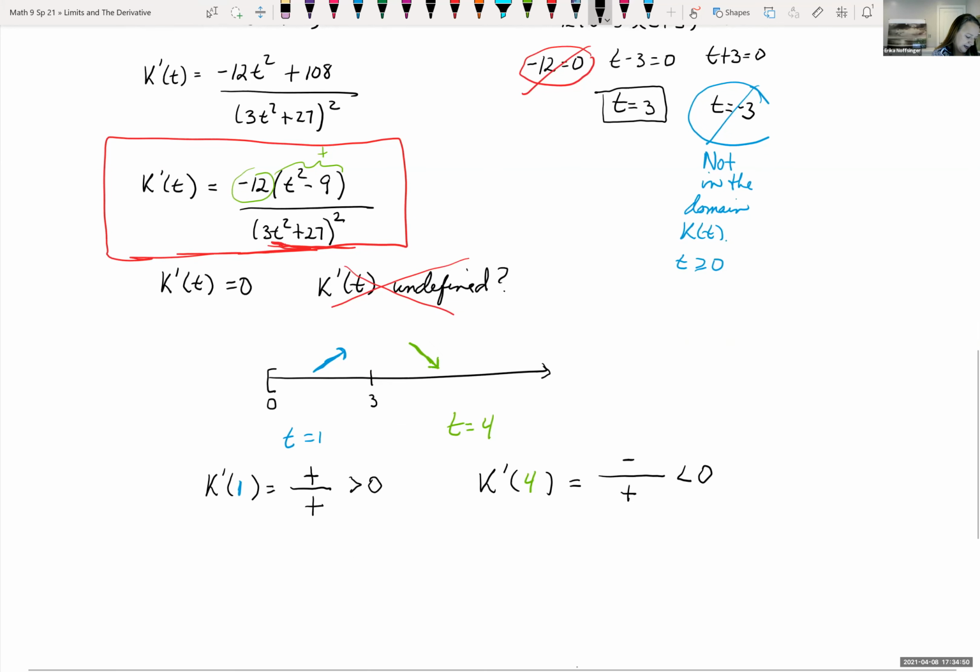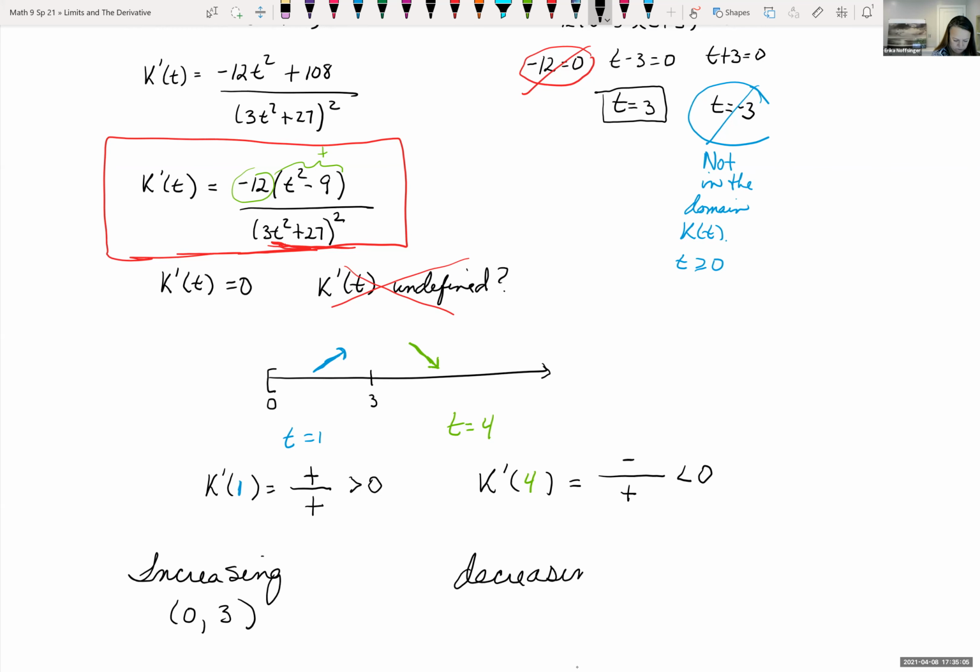So let's look at that. So it's increasing from 0 to 3 hours, and it's decreasing from 3 hours to infinity hours, which really doesn't make too much sense.